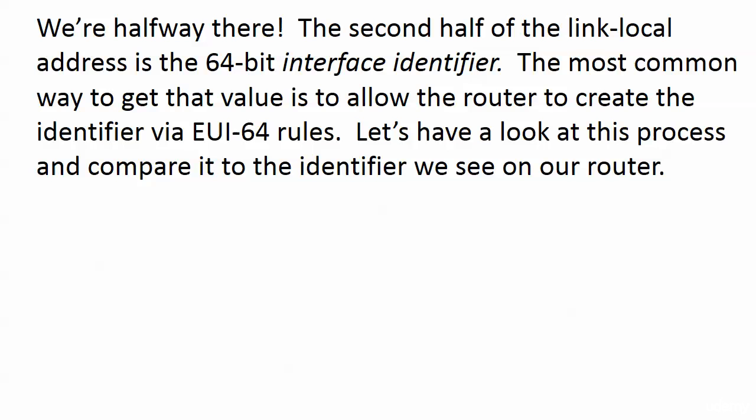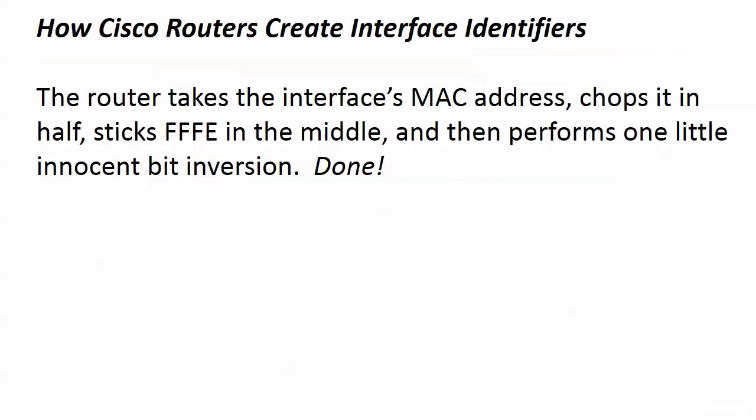But the big deal right now is to look at this process overall, this interface identifier creation process, and we're going to compare it to the identifier we see on our router. Because when you come back for the beginning of the next video, we're going to do a walkthrough first with these rules about how Cisco routers create interface identifiers, and then we'll do another one and compare it to what we see on our real-world router, and that is all coming up next.